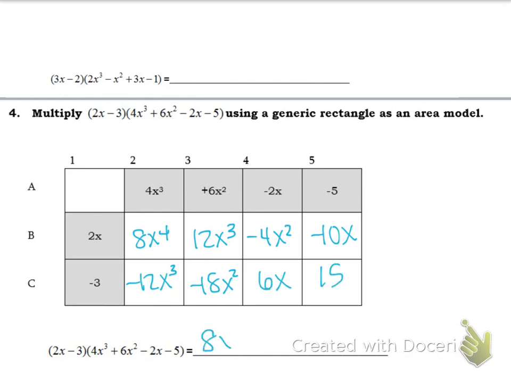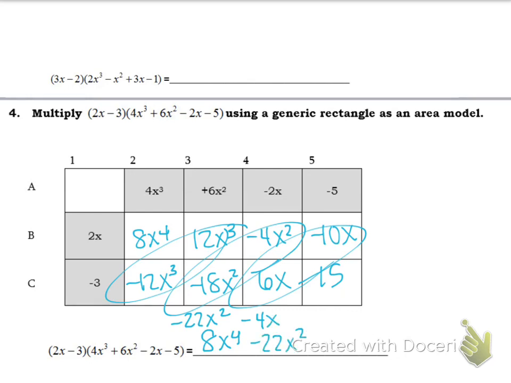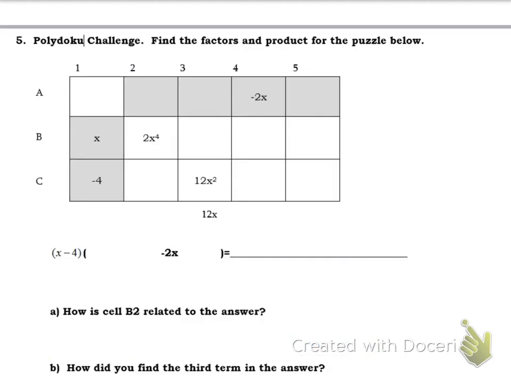So I know I start off with 8x to the fourth. This gets me 0. That gets me negative 22x squared. And that gets me negative 4x. So I've got minus 22x squared minus 4x plus that little 15 that's left. Okay, so we're going to slowly work backwards this time. So this time if I give you 2x to the fourth, I need something that multiplies to x to get me to that 2x to the fourth. So I'm going to have a 2x cubed.